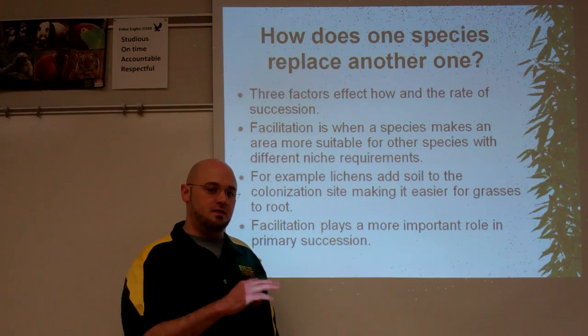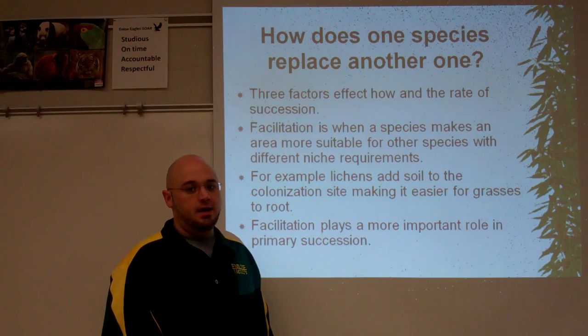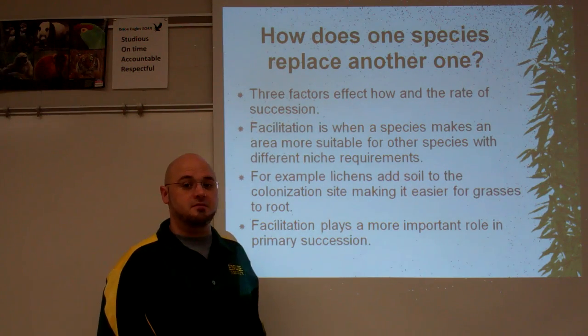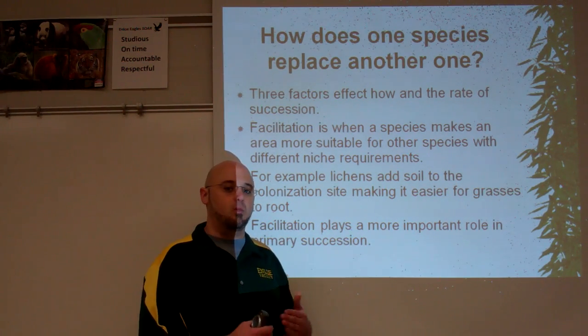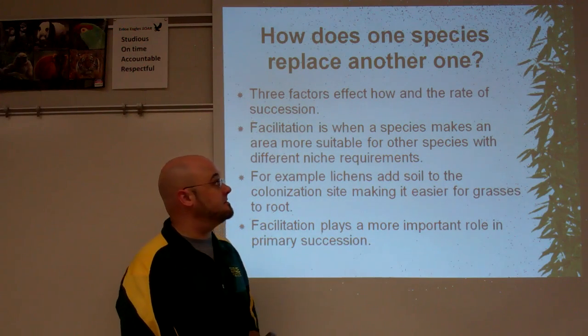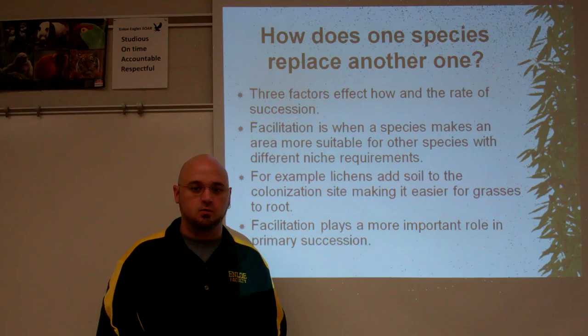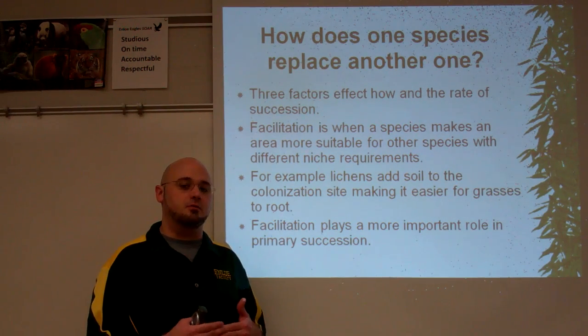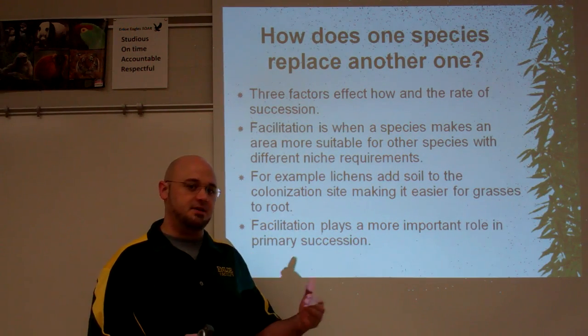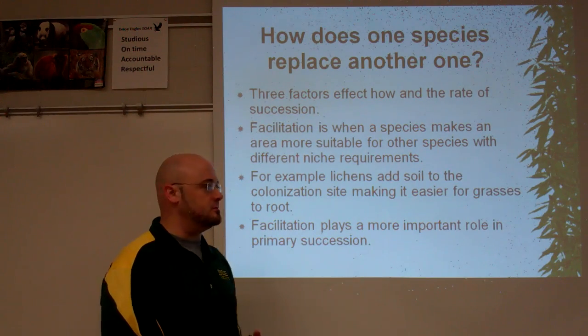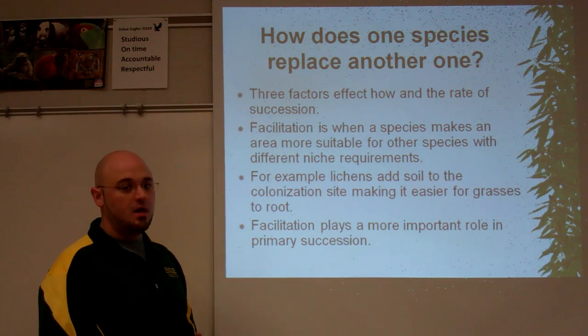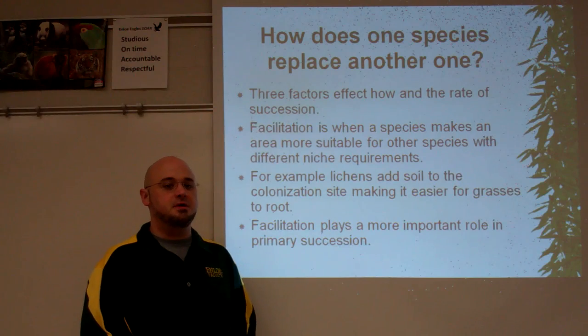Now on to today's topic, which is basically why succession takes place in the first place, or how you proceed from one stage to the next to the next. There are 3 major factors that play a role in the rate of succession, or how it proceeds from one stage to the next, why one stage takes over versus another. And the first is something called facilitation.